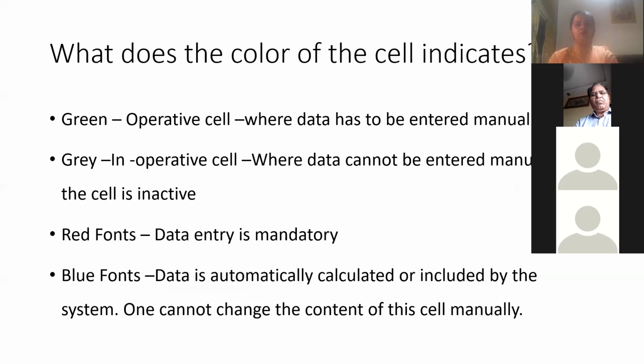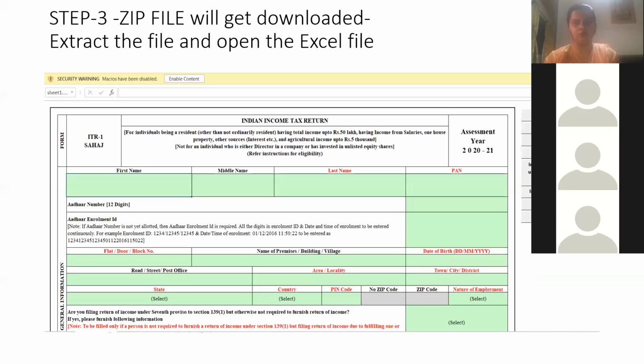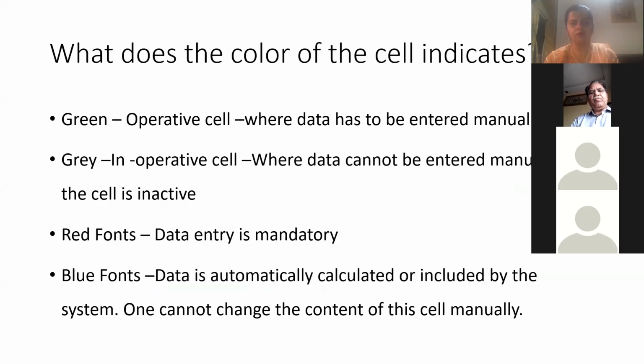Now you can see here, there are various colors. You can see some cells are in green, some are in white, some fonts in black, some fonts in red color. Similarly, moving ahead with the form, you will find some fonts in blue as well. So what is the importance of these colors? So green is operative cell where data has to be entered manually. So you can enter the data manually in the green cell. Gray is inoperative cell where data cannot be entered manually as the cell is inactive.